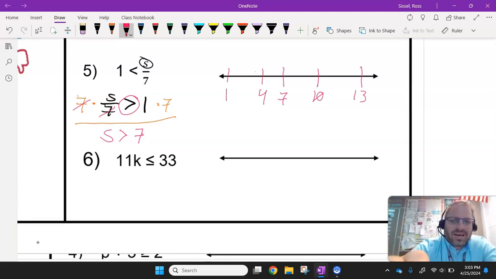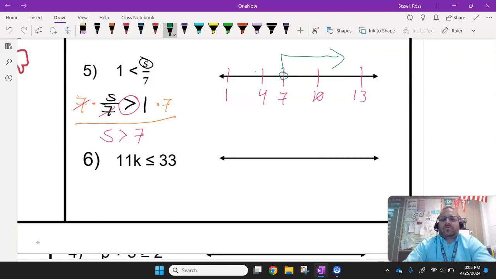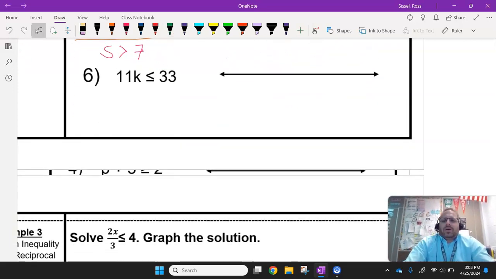Remember, it does not matter what you go by, just keep your scale consistent. If I went by 3s, every tick mark needs to be 3. Okay, s is greater than 7, so it's an open circle. And a number greater than 7 is 13, so I graph to the right. Alright, last one for you.